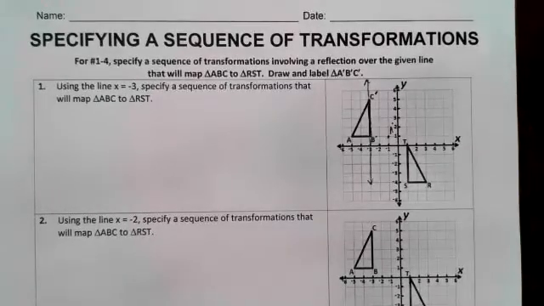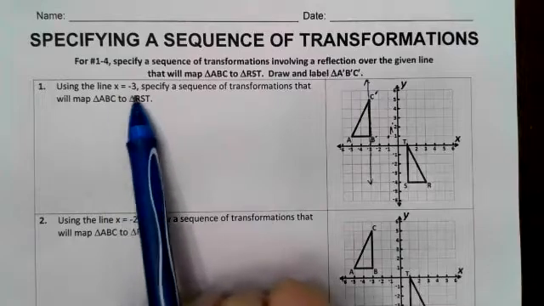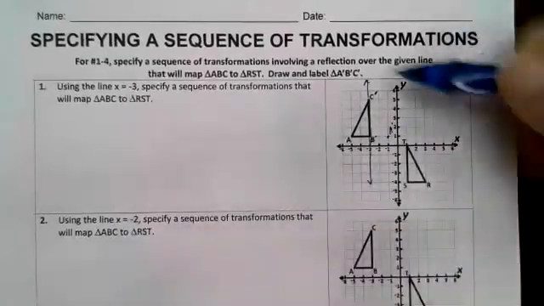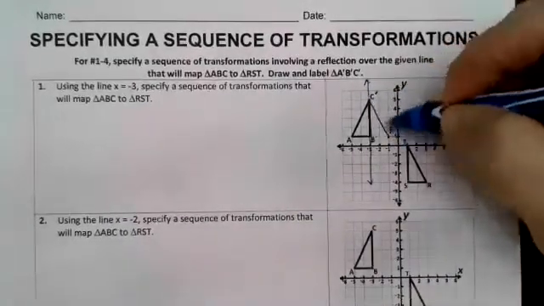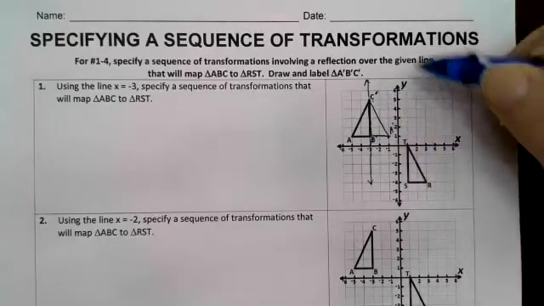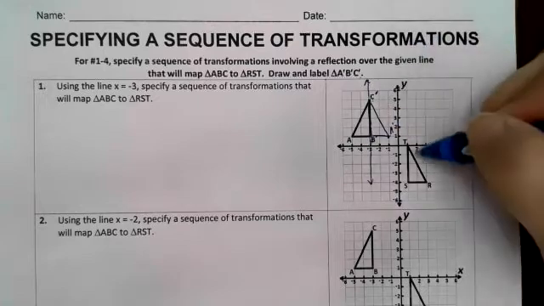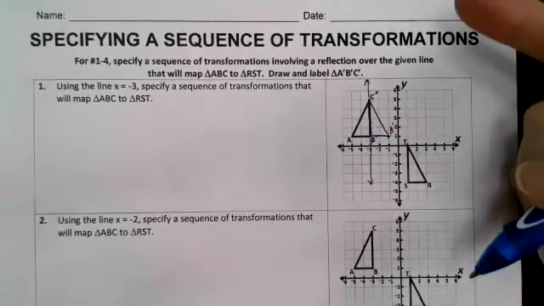All right, so looking at sequences of transformations, they tell us to use the line x equals -3. So I'm going to go ahead and reflect across the line x equals -3. So here's my A prime, B prime, C prime. That's my middle figure. And then I need to go from here to here. So I want one more transformation.